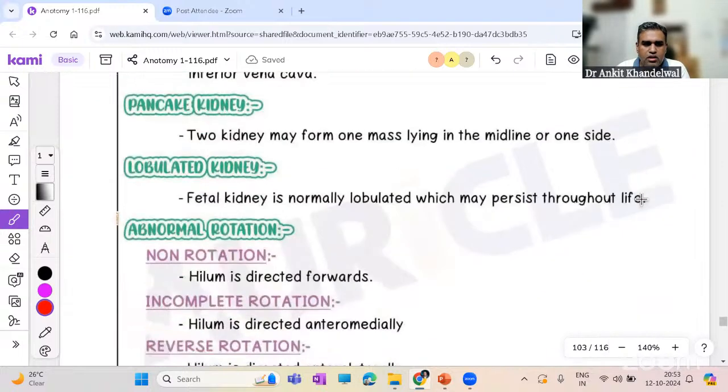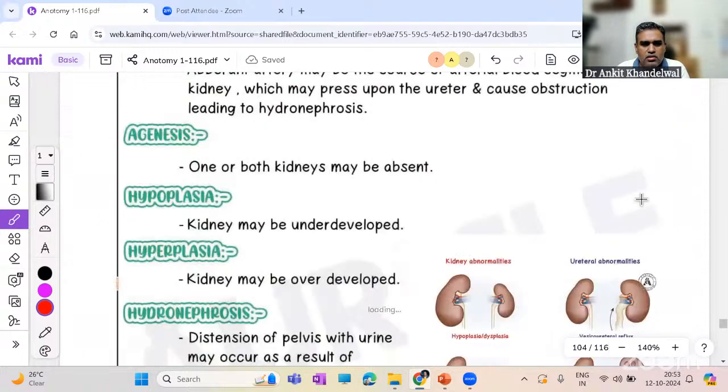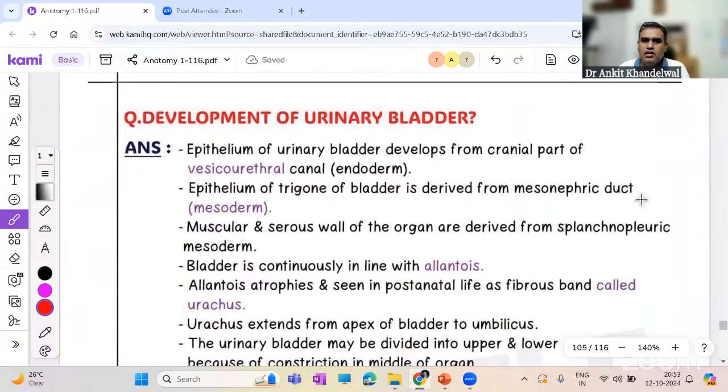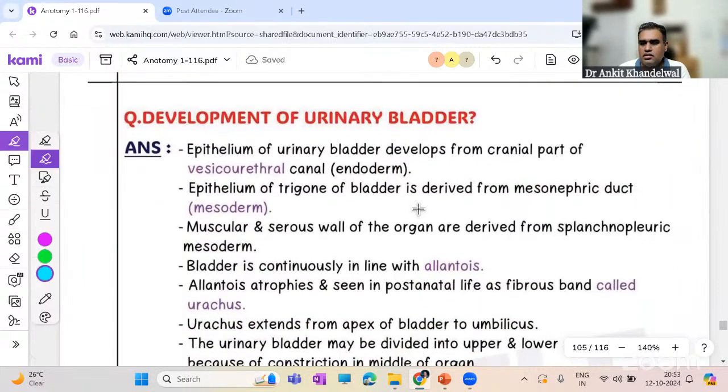Then we have pancake kidney, lobulated kidney, and so many anomalies. The kidney is what we have, not going into the details of it. Bladder we have already seen. Basically, two things are there. What are these two things? You have the endoderm over here, and then you have the mesoderm over here.